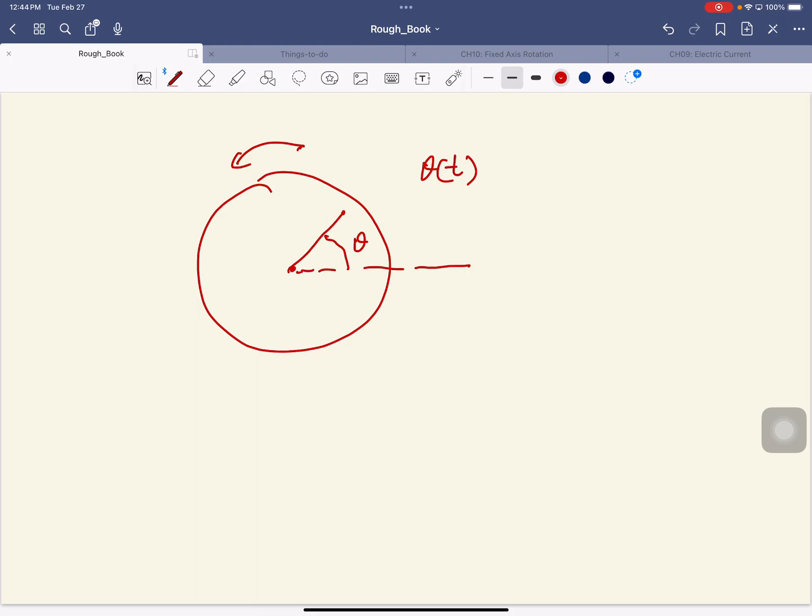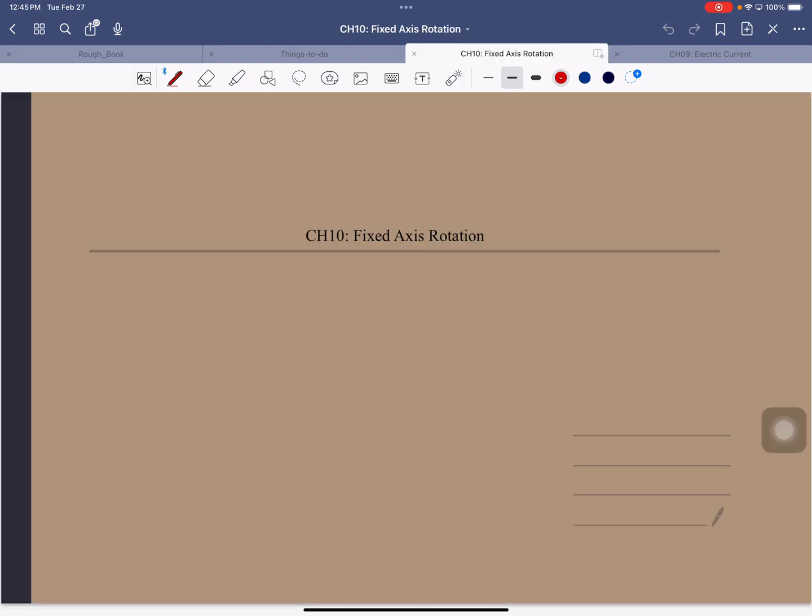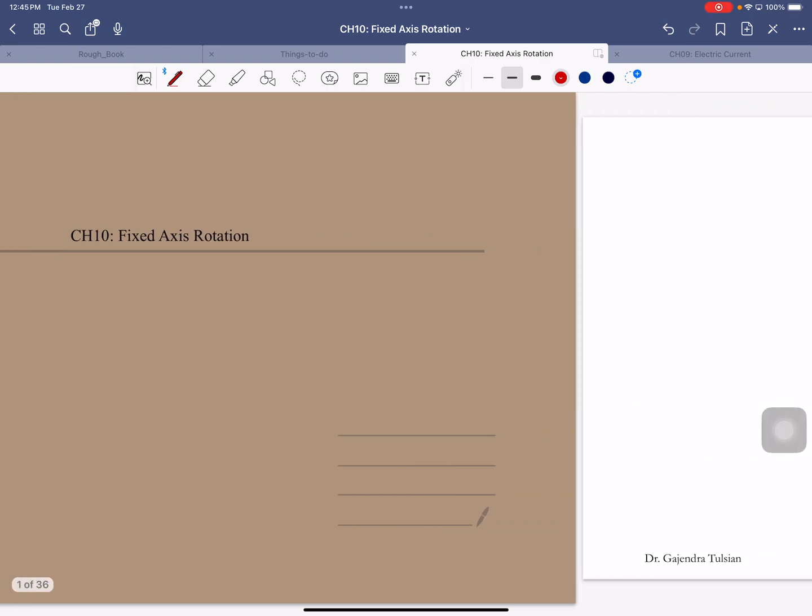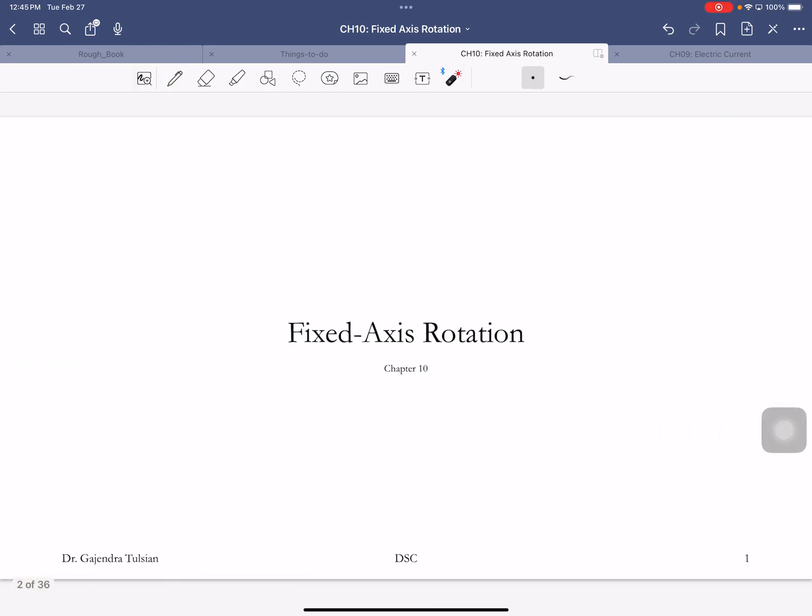No. Very good. Take a cup of coffee, stir the coffee. Different parts of the coffee are rotating to different degrees, different angles. For a rigid body, every part is rotating through the same angle. So we're keeping things simple. So that's what the rigid axis rotation is about. So fixed axis rotation of rigid objects. That's what we're going to talk about.